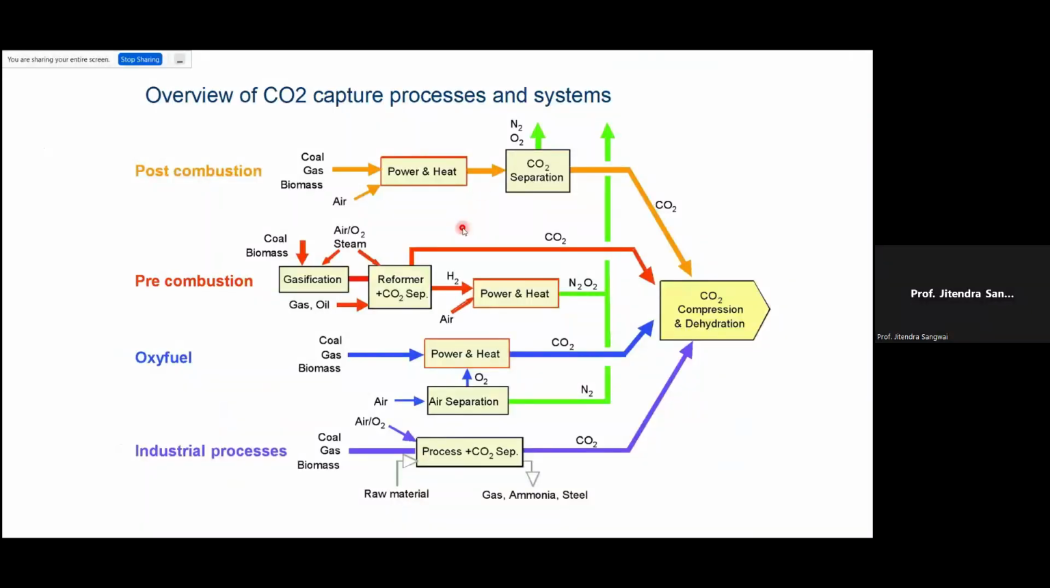So this is an overview of various CO2 capture processes where you can see that you can have a post-combustion capture, pre-combustion capture, oxy-fuel combustion, and you can also have industrial processes, like a natural gas production plant, etc., etc.